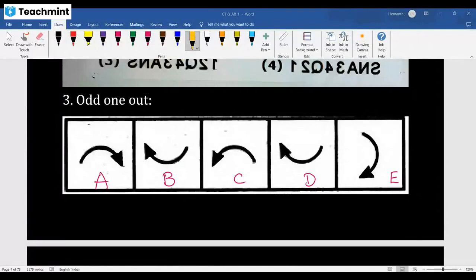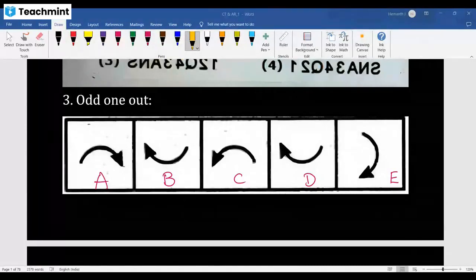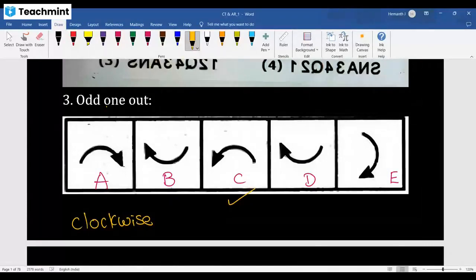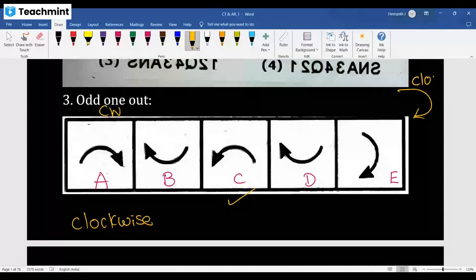You can respond in the chat box. Is it option E? No, it's option C. All are going clockwise. Only C is anti-clockwise. This is in the clockwise direction. This is also going clockwise. All are moving in the clockwise direction except this. This is also moving clockwise, but this is counterclockwise or anti-clockwise. This is clockwise. This is clockwise.